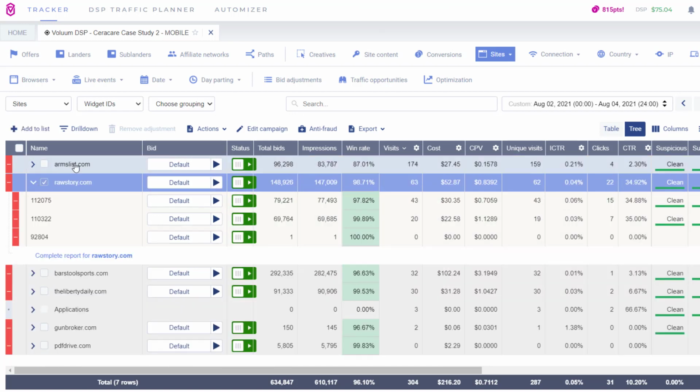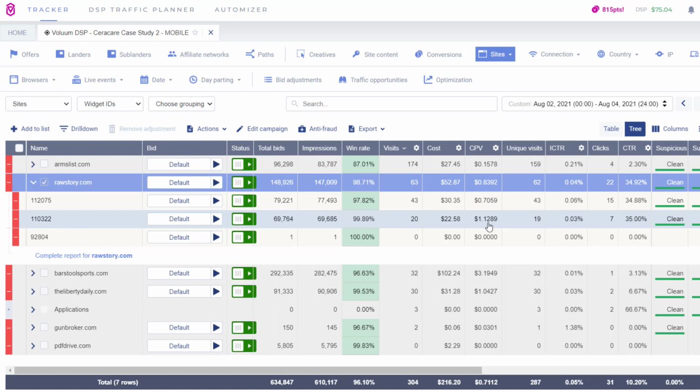So let's go down the list. So right here, the widget ID 112075, win rate of 97%, 43 visits, and then 15 clicks to the offer page. And this is a 34% click-through rate from the lander to the offer. That's pretty good. I would want to definitely keep this one going.